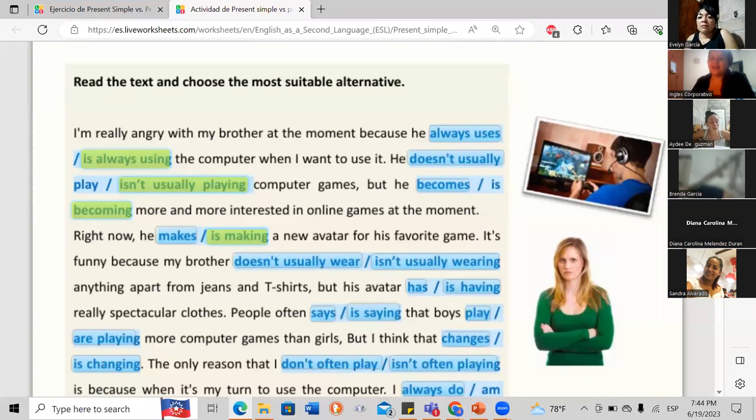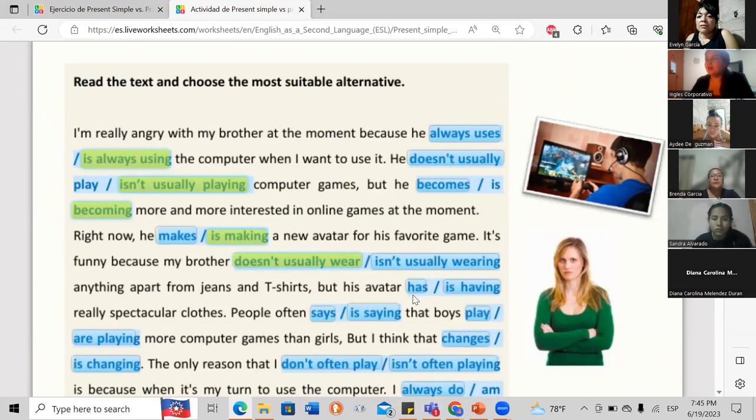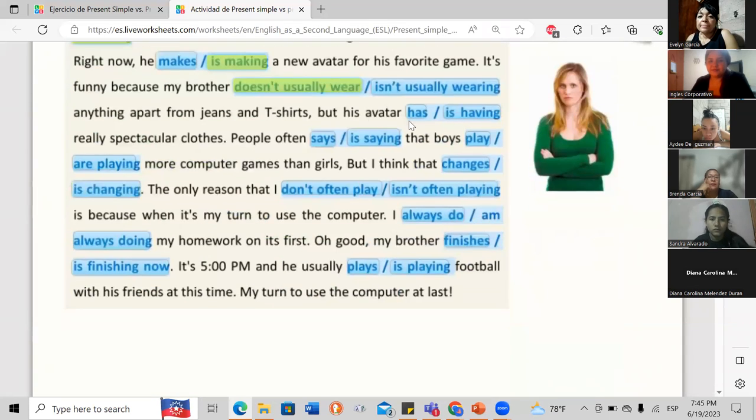Okay, I will start here. Evelyn, is... Okay, it is funny because my brother doesn't usually wear or isn't usually wearing anything apart from jeans and t-shirts, but his avatar has or is having really spectacular clothes. Is having, okay, spectacular clothes, okay.